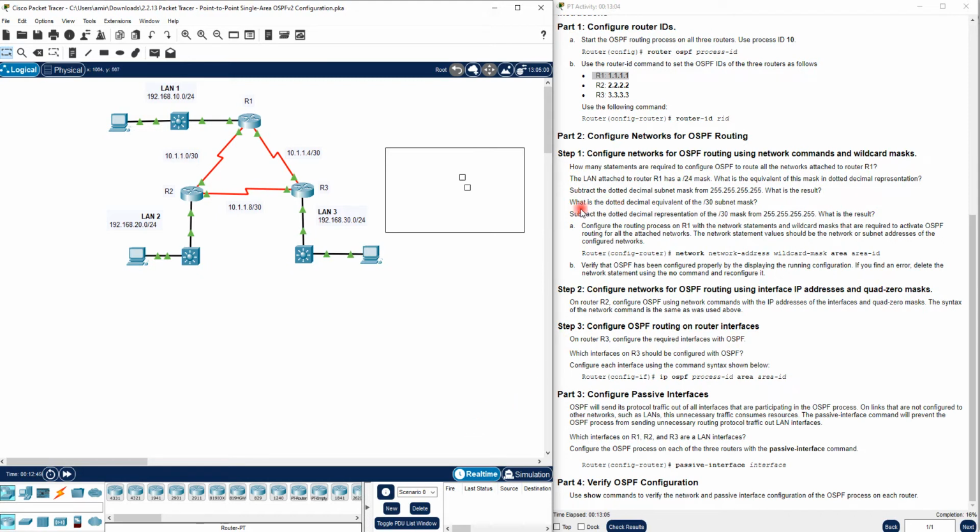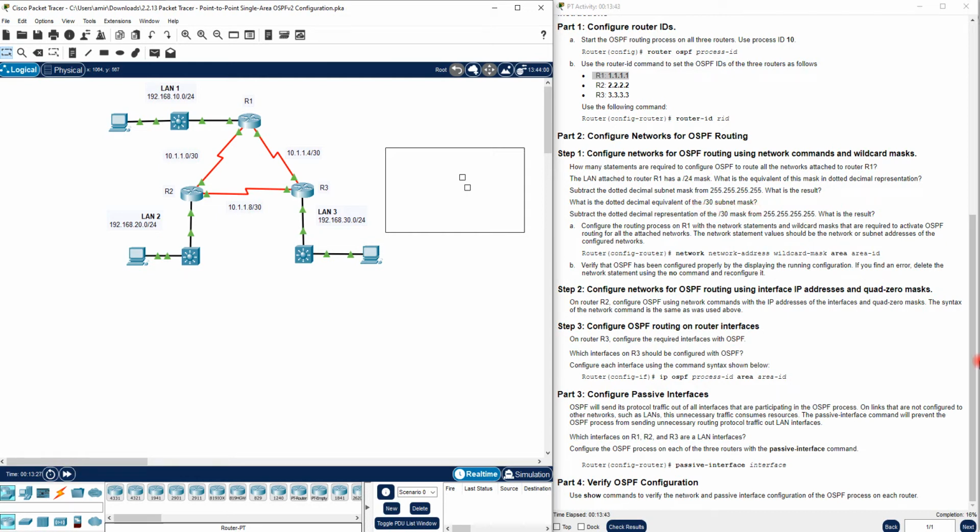255.255.255.0. And what is the result if you subtract the dot decimal subnet mask from 255.255.255.255? The result should be, as you know, 0.0.0.255. Yes, it's not a subnet mask, excuse me, it's a wildcard mask.